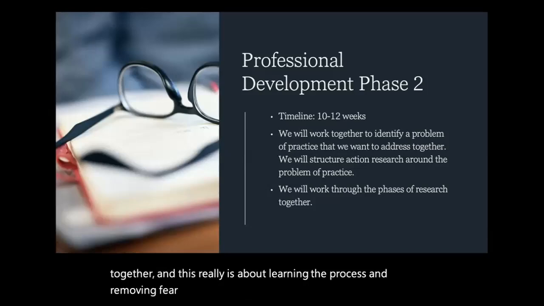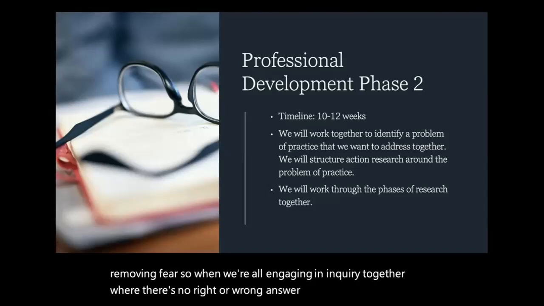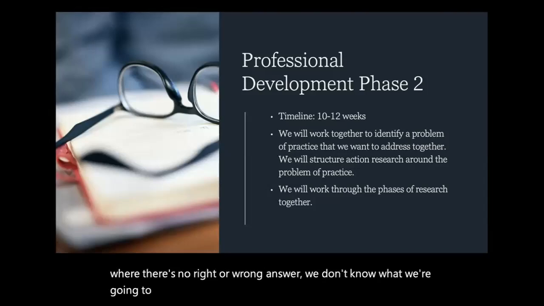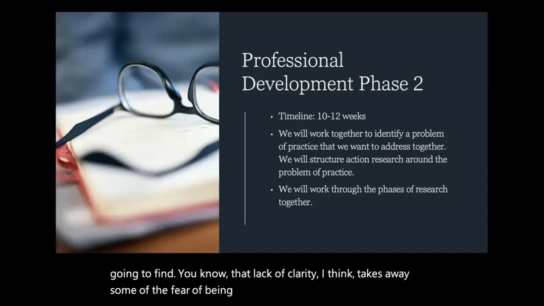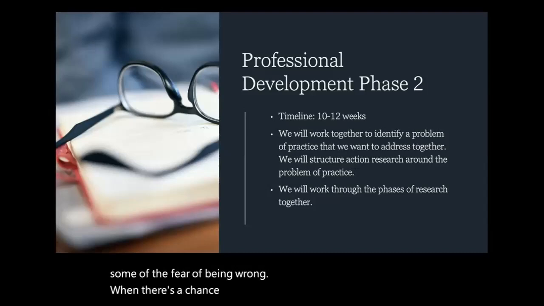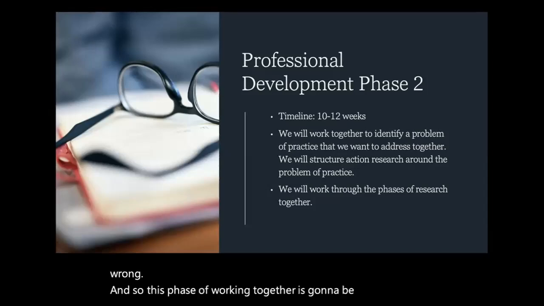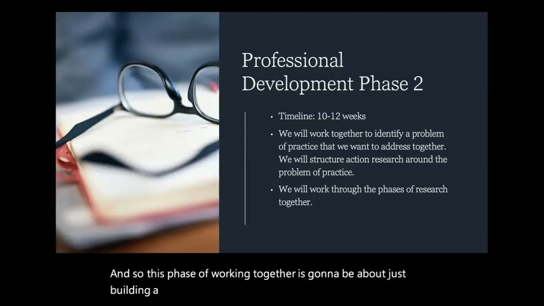So when we're all engaging in inquiry together, where there's no right or wrong answer, we don't know what we're going to find. That lack of clarity, I think, takes away some of the fear of being wrong when there's a chance that we're all wrong and it's okay to be wrong. And so this phase of working together is going to be about just building a culture of that being okay and learning the process.